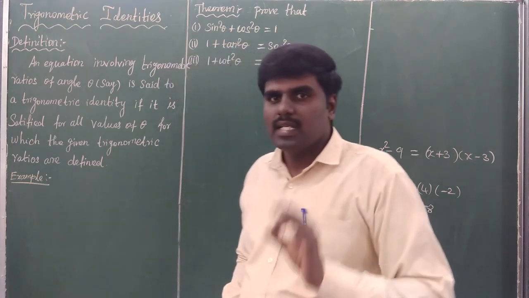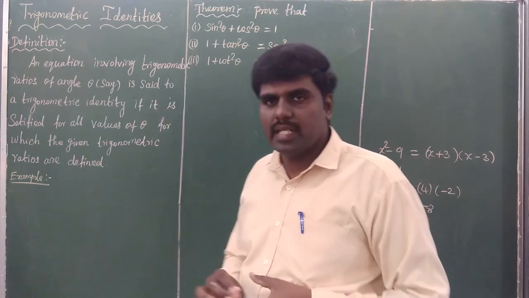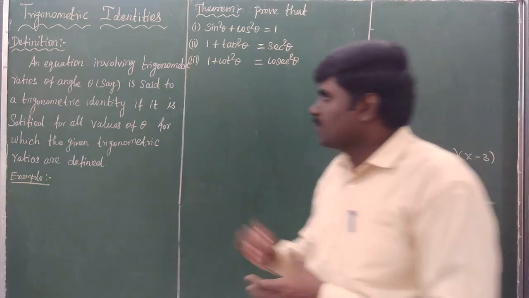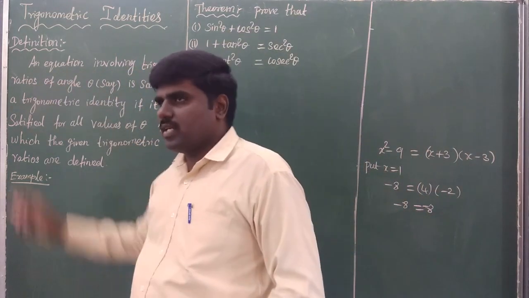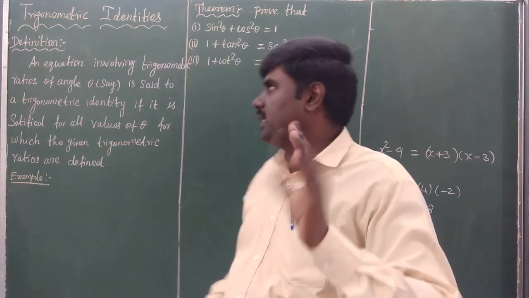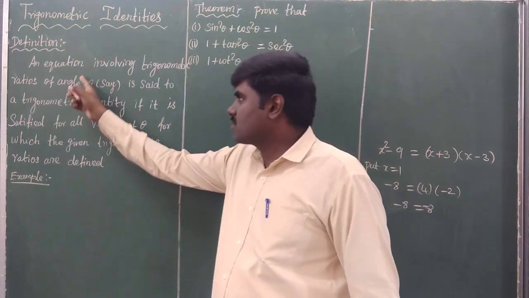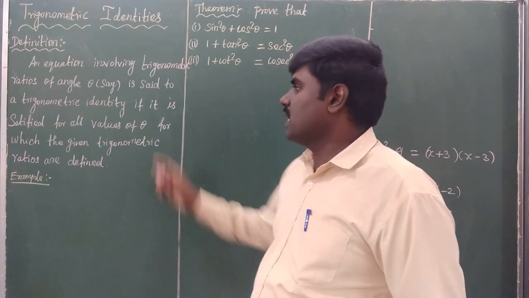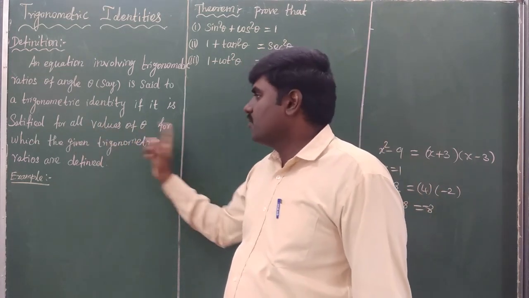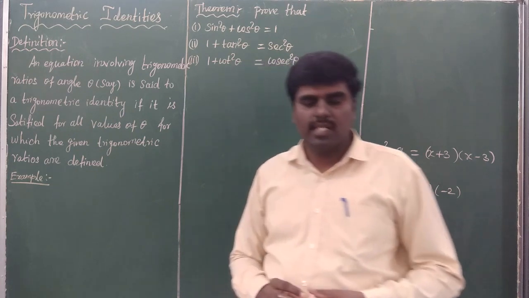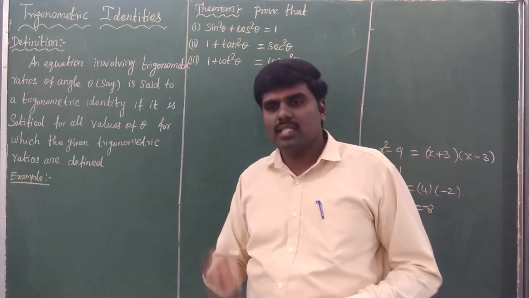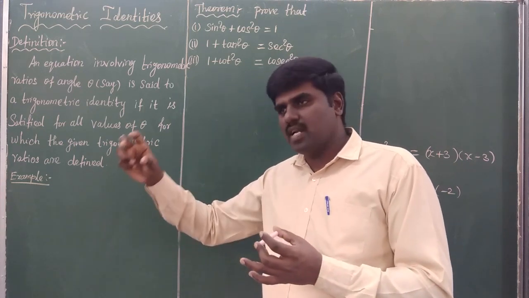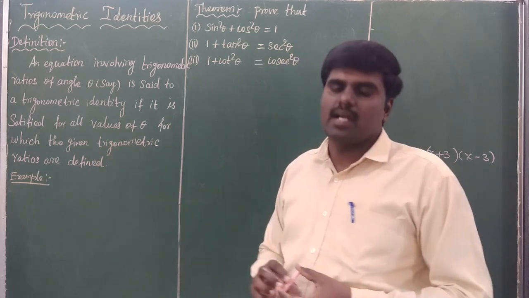Now we will discuss that. In this video, we discuss trigonometry identities. The definition: any equation involving the trigonometry ratios of an angle, say I will choose theta, is said to be a trigonometry identity if it is satisfied for all values of theta for which the given trigonometry ratios are defined. So any equation with trigonometry ratios is a trigonometry equation, but if it satisfies all values of theta, that is a trigonometry identity.